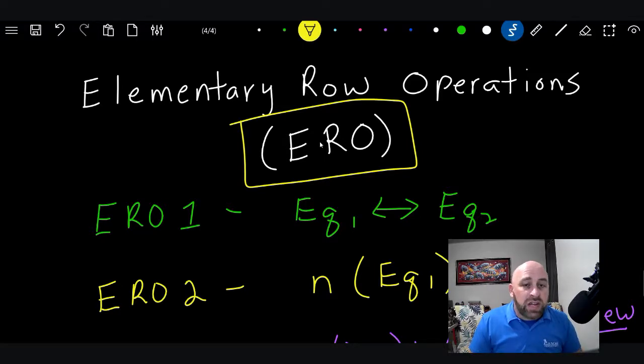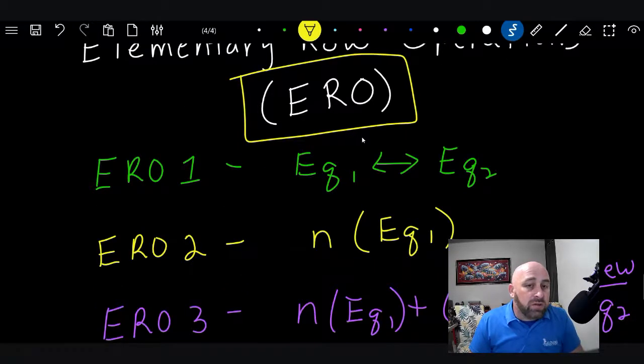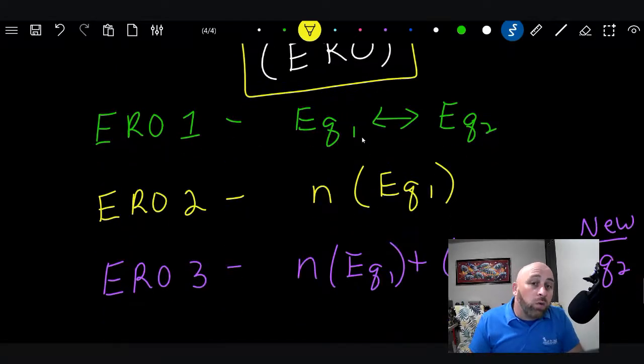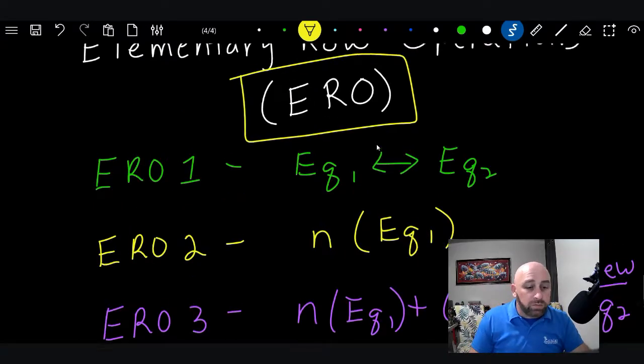In this chapter, the book is just going to ask you if you know how to do the ERO. Basically, do you know what ERO1 is? Do you know what ERO2 is? And do you know what ERO3 is? What they're asking you is, do you know these steps? Later in the book, we're actually going to use these, and that's when I'll teach it a little bit later, in a few lessons. Okay? So, what is ERO1?